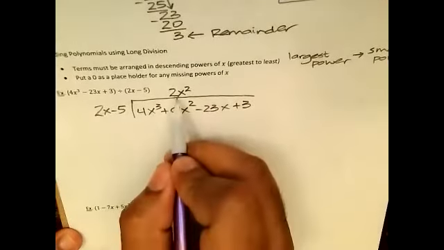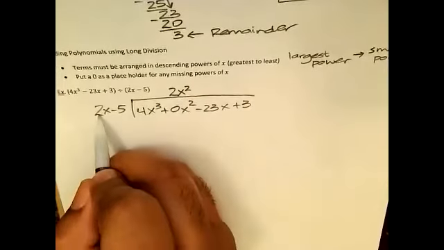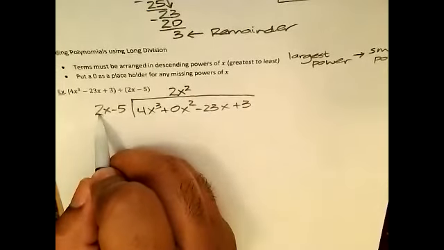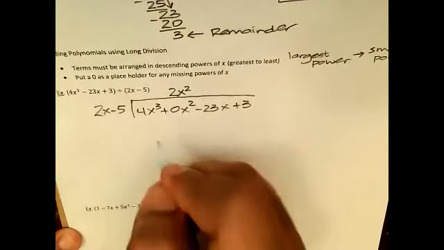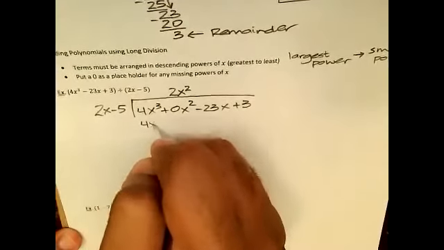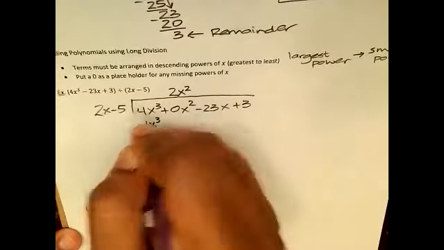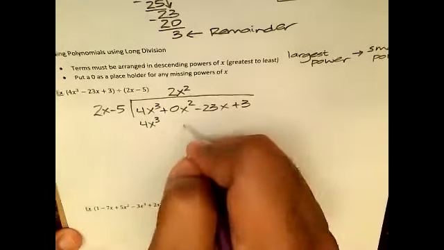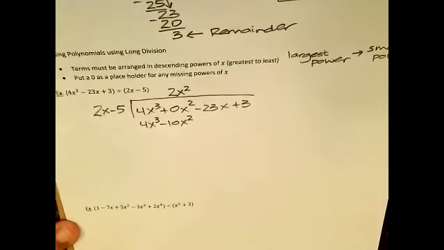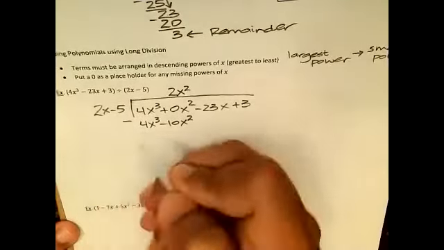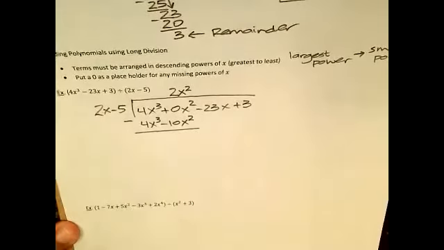Now when I multiply 2x squared times 2x, that's going to give me 4x cubed. And then 2x squared times negative 5 will give me negative 10x squared. What I'm going to do now is subtract these.